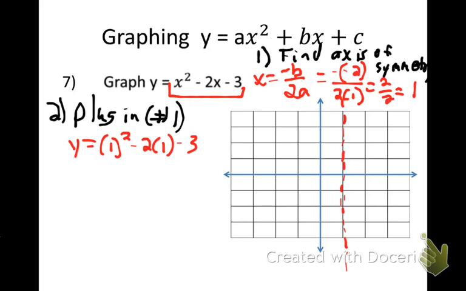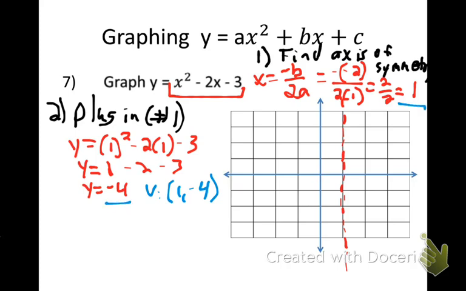So 1 squared is 1. 2 times 1 is 2, minus 3. 1 minus 2 minus 3 gets me negative 4. Nice job. Y equals negative 4. Now I have my vertex. My vertex is located at 1, negative 4, because it's that value along with that value. I get my axis of symmetry. So I'm going to plot 1, negative 4 right there.